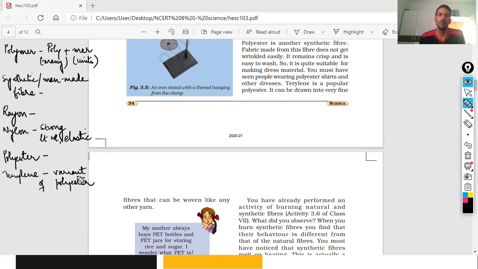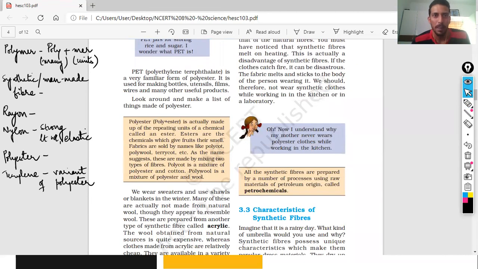Now, when we talk about polyester, I'm sure we all know what its abbreviation is. Poly is many, and ester is a variant of a material. Okay. Now, when we talk about PET, PET also happens to be a very important variant of polyester. PET is used in a lot of footwear. Most of the slippers that you see are all PET, and PET is polyethylene terephthalate.